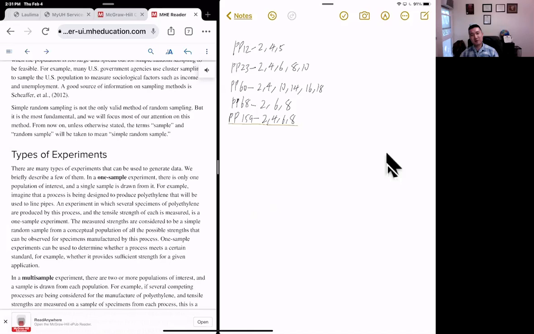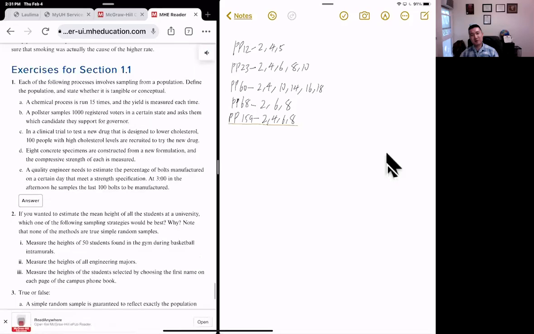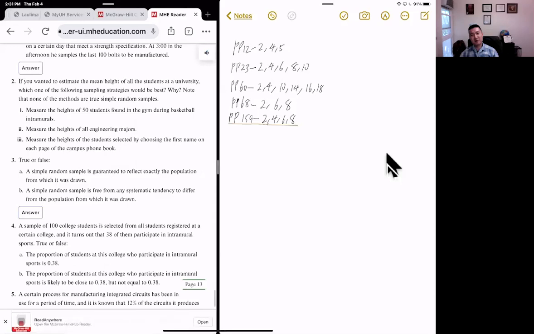First question is on page 12, question number 2. Here, this is a basic concept. If we want to estimate the mean height of all the students at a university, which one of the following sampling strategies would be the best? Note that none of these methods are true simple random samples. So let's look at all these methods.